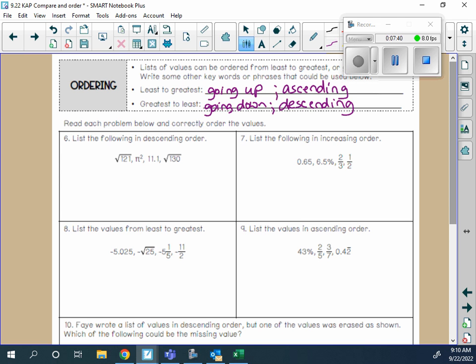All right, so here we go. List the following in descending order. When we say descending, the first thing I would do is tell myself I'm going down. So that means greatest to least, okay? I need to do what with all of these first? I need them in the same form. So square root of 121 would be 11. Pi squared. All right, I'm going to pick up my calculator.